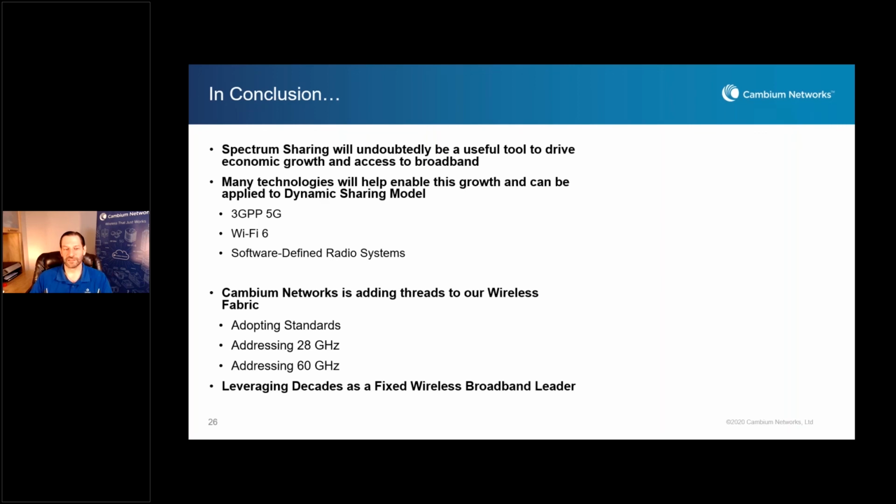So again, we're adding to that wireless fabric that I talked about by adopting standards where it makes sense. We're addressing the high frequency bands and adding to the portfolio to leverage decades of history as a fixed wireless broadband leader.